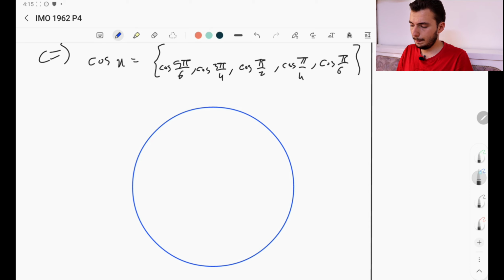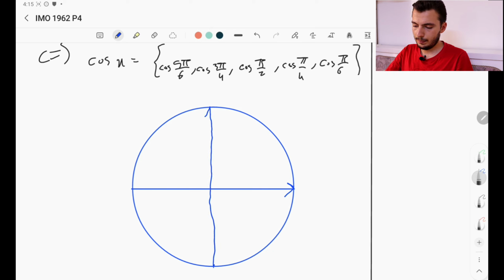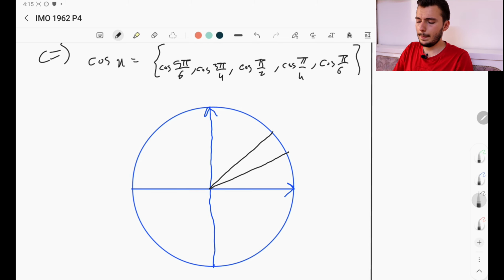Okay, let's take here the cosine, and let's take also the sine as well. Okay, so now we have pi over 6 right here. Let's say we have pi over 4 here. This is pi over 2 already. And we have also this one here, 3 pi over 4, and we have this one here. Okay, so these are the angles that we have put here.